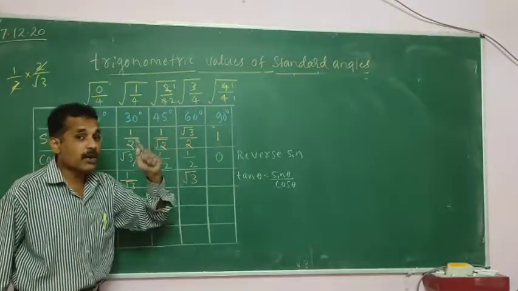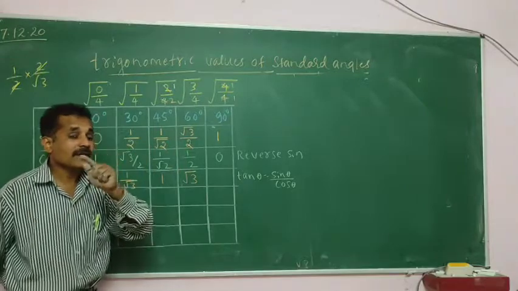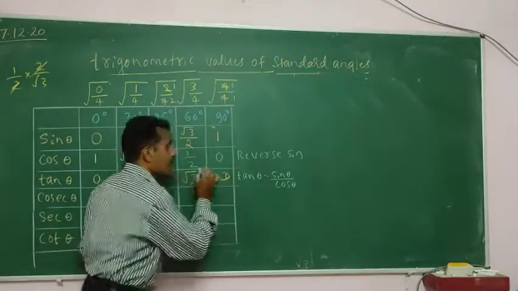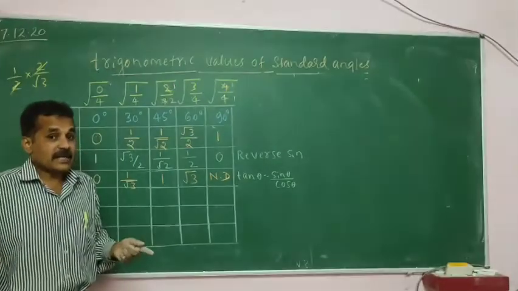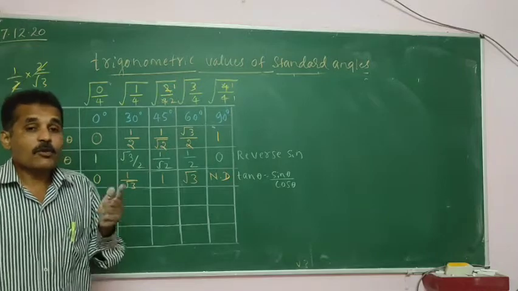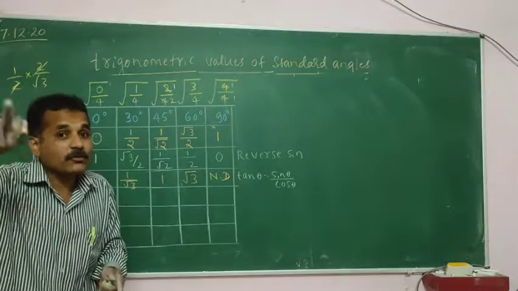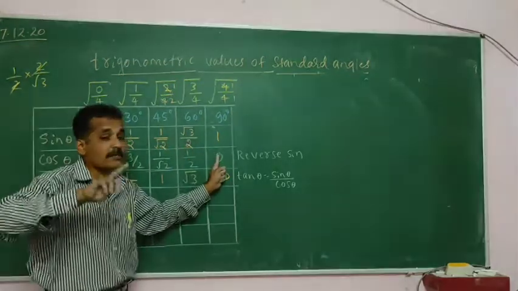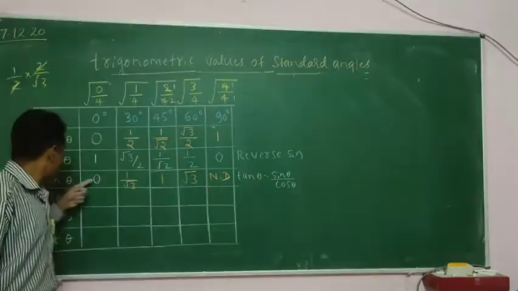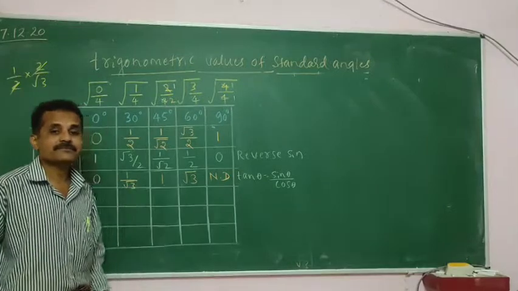1/0. डिनोमिनेटर में जब 0 आता है इट इज कॉल्ड एज नॉट डिफाइंड. नॉट डिफाइंड. We say in the rational numbers, rational numbers are the numbers in the form of p/q where q is not equals to 0. डिनोमिनेटर में कभी भी 0 नहीं आना चाहिए क्योंकि उसका वैल्यू नॉट डिफाइंड होगा. दिस इज अबाउट योर tan.